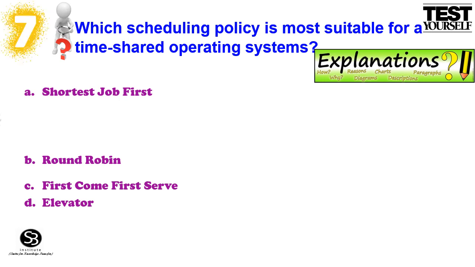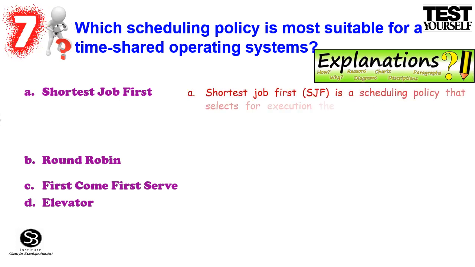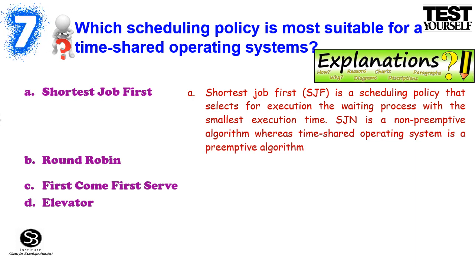Here are the explanations. Option A, shortest job first. Shortest job first is a scheduling policy that selects for execution the waiting process with the smallest execution time. Shortest job next is a non-preemptive algorithm, whereas time-shared operating system is a preemptive algorithm.